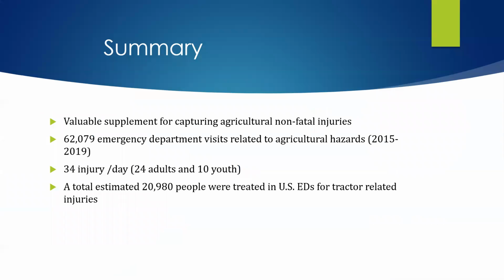In summary, despite all the challenges with the data extraction, the NEISS database provided a valuable tool for non-fatal agriculture-related injuries. Over the study period, we identified more than 60,000 agriculture-related injuries treated in an emergency department in the US. On average, every day, 34 people were injured in an agricultural-related incident, 24 adults and 10 youth. Additionally, tractors were the leading injury source for more than 20,000 cases.